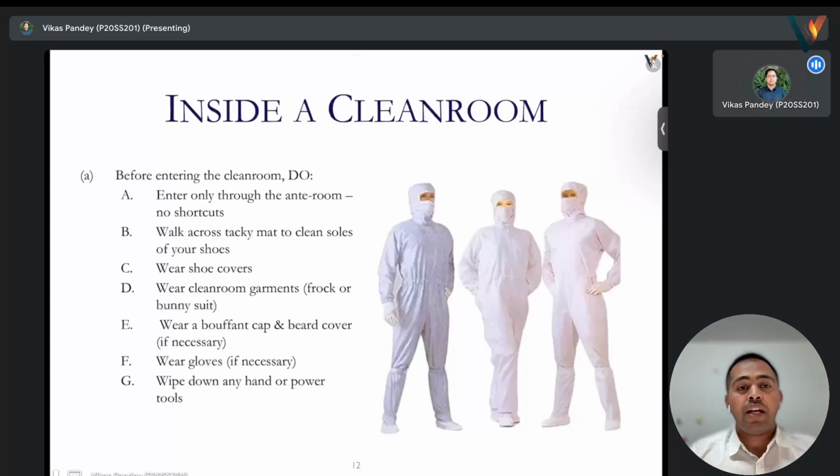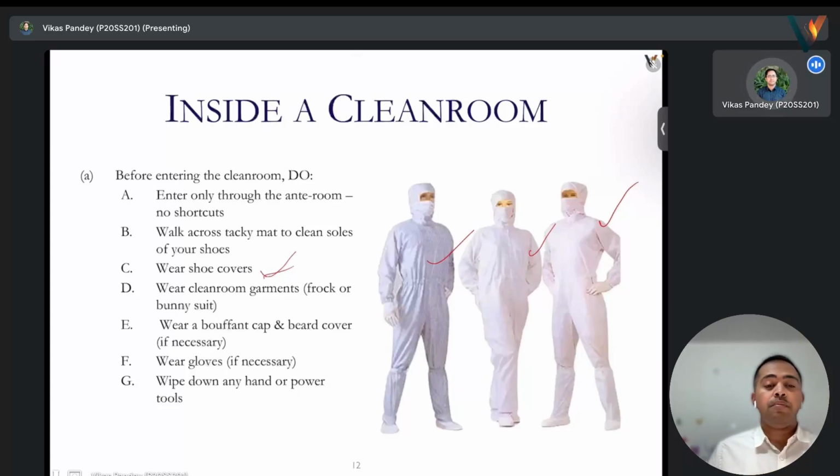Walk across sticky mats to clean the soles of your shoes. There are sticky mats before entering; you have to walk over them so that your soles are cleaned of dust. Wear shoe covers. Even after this, you have to put covers over them. Wear clean room garments like this. You see how people are wearing. Wear a puffed cap and beard cover. If you have a beard, everything should be covered so that the hairs do not go out. Wear gloves if you are going to work, or at least a covering should be there.